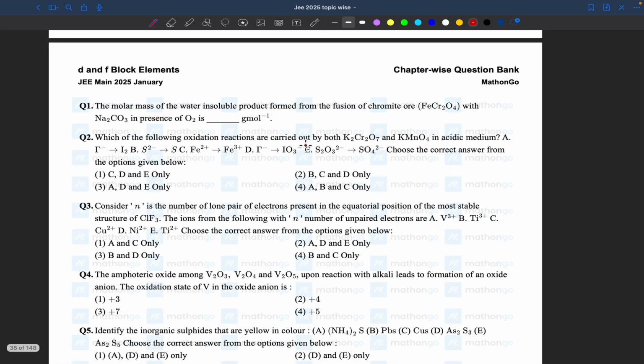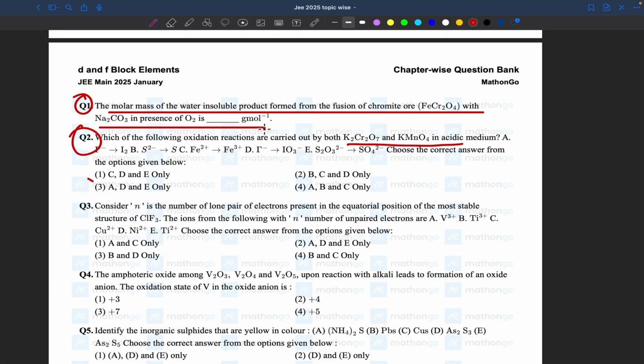Right? Which of the following oxidations is carried out by K2Cr2O7 in acidic medium? Right. So these reactions we have to see. First question. The molar mass of the water insoluble product formed from the fusion of FeCr2O4 with Na2CO3 in the presence of oxygen, in grams per mole, is how much?